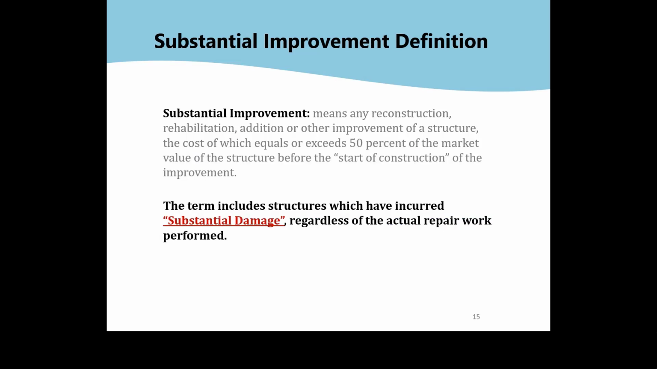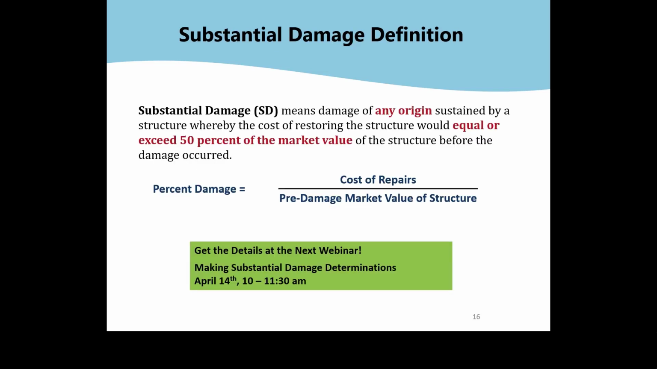So let's go back to our SI definition and go to the next piece of it. The next piece is in bold here. The term SI includes structures which have incurred substantial damage regardless of the actual repair work performed. So let's take a look at the definition of substantial damage. It's very similar to substantial improvement.